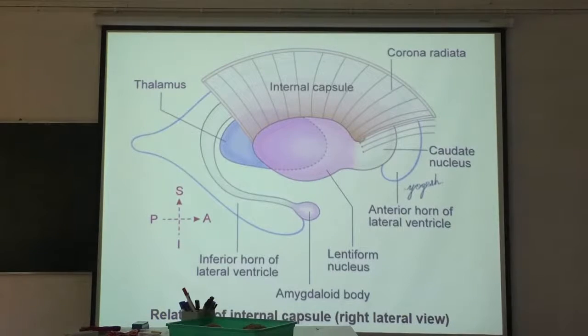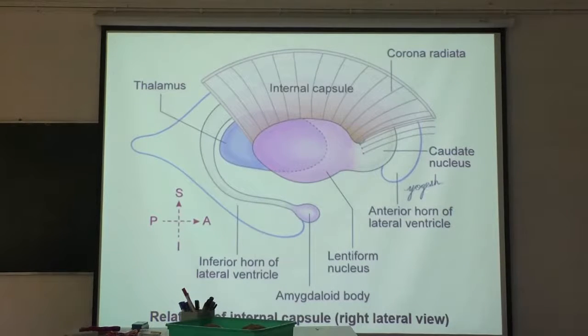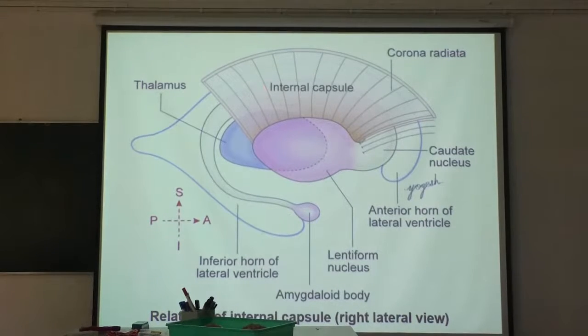The previous one was a coronal section. Okay, and see here, these are the fibers of the internal capsule. They are radiating upward towards the cerebral cortex as the corona radiata fibers, and below they are approximated to form the crus cerebri of the midbrain.